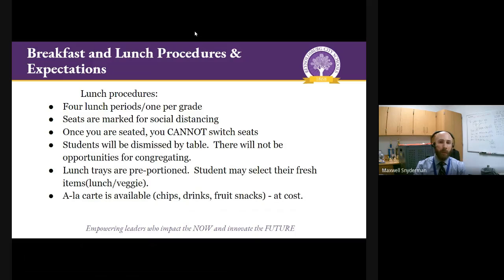When students go to pick up their lunch from the lunch line, their trays will be pre-portioned out for them. The students do have the opportunity to select their fresh items, whether it's a vegetable or a fruit. There will also be some a la carte options available as well, whether that's chips, drinks, or fruit snacks. However, those do come at a cost.